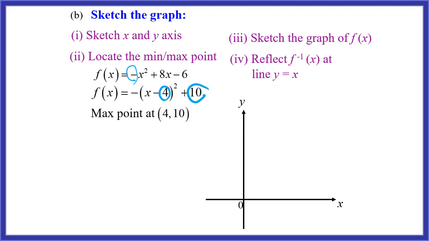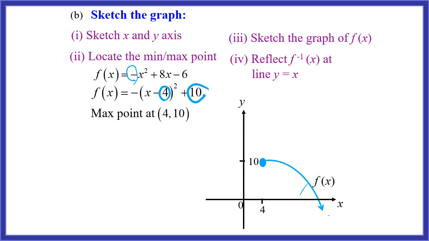So now we sketch our graph of f(x). We have a maximum point at (4, 10). If there is no limitation for the x, it should be like this. But because we have the domain for f, which is x should be more than or equal to 4, the graph should be on the right side of this only, the right side of 4 only.